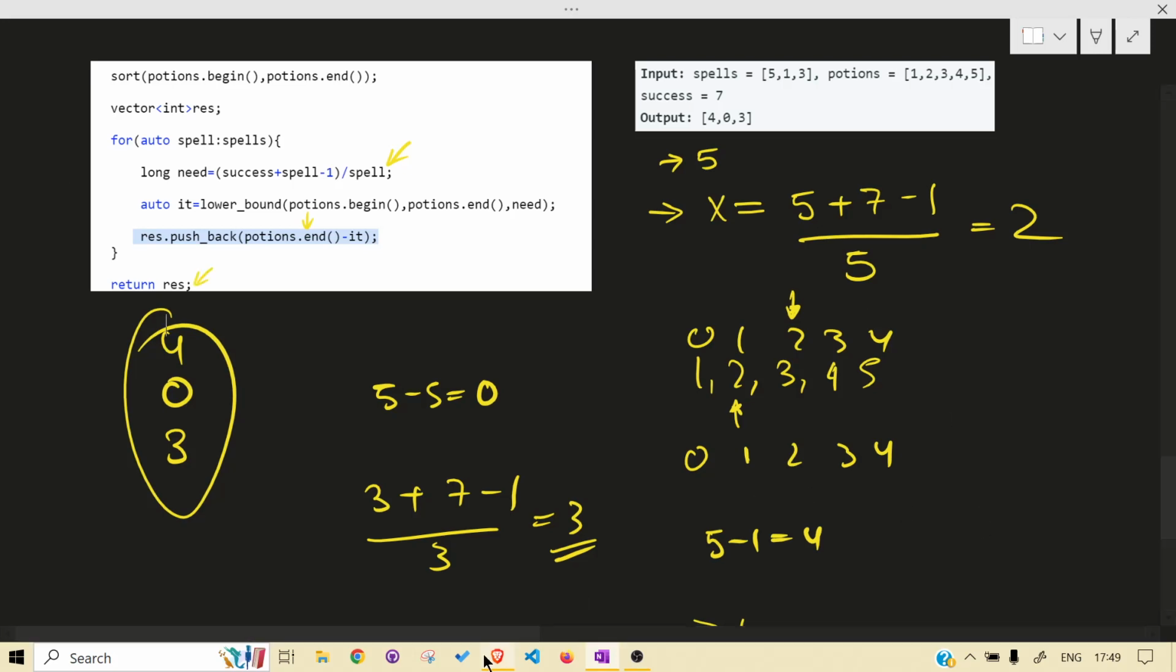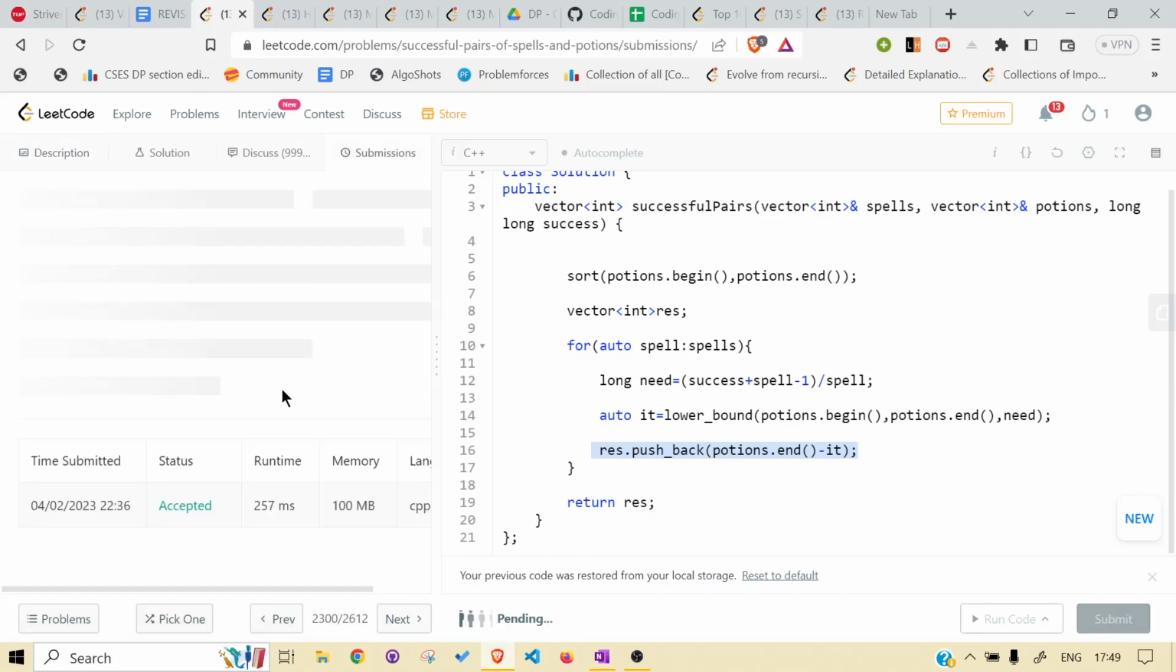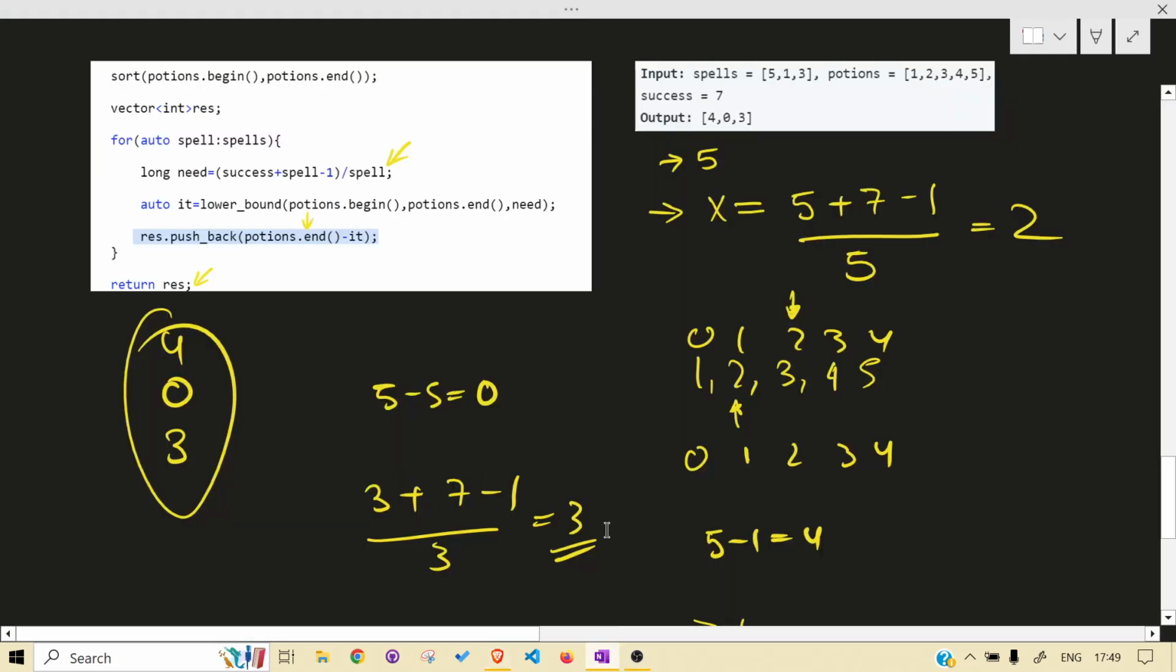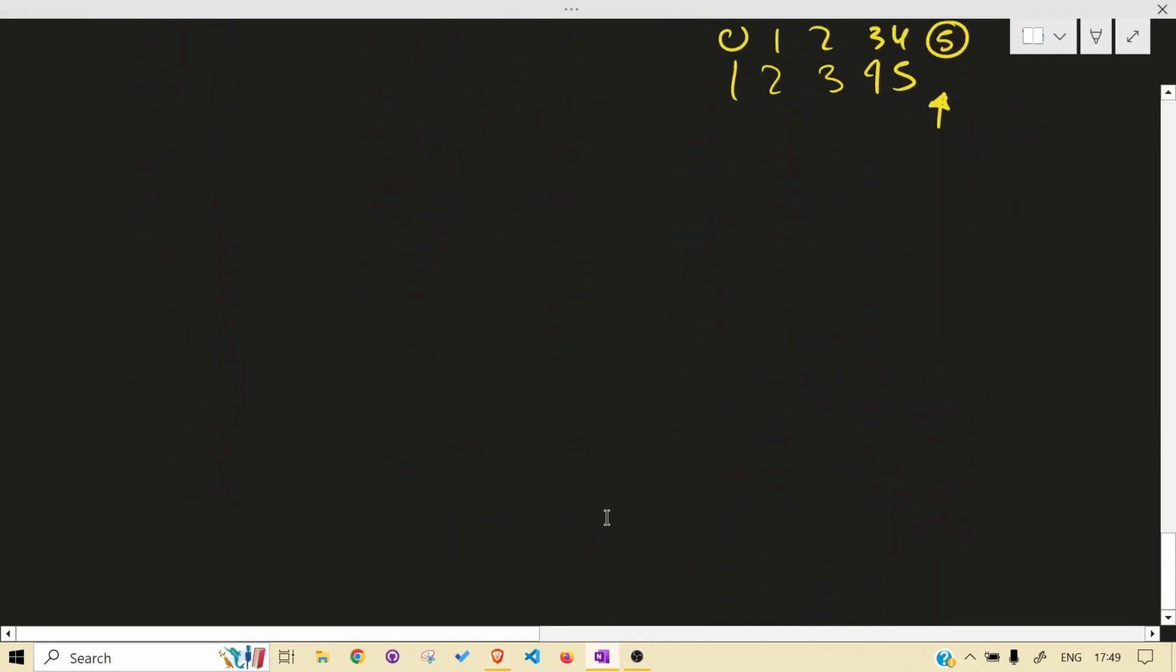And I hope this was clear. Let's try submitting it and see if it is running or not. Yeah, it is running, and I hope I was able to make my intuition clear.